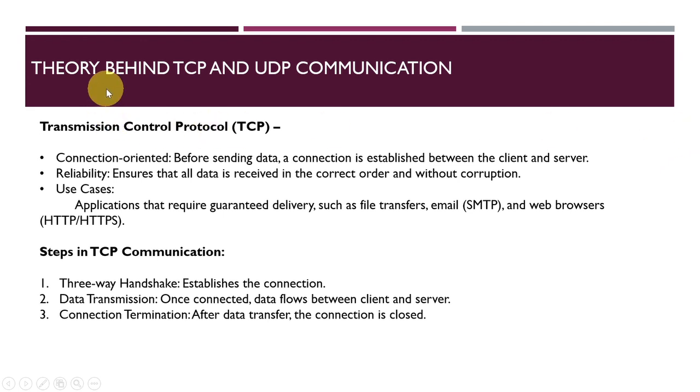Next, the theory behind TCP and UDP communication. Transmission Control Protocol: as we know, it is connection oriented. So what is connection oriented? Before sending data, a connection is established between the client and server. Reliability: what does reliability mean? It ensures that all data is received in the correct order and without corruption. Use cases of TCP: applications that require a guarantee of delivery, such as file transfer, email, that is SMTP, and web browsers, that is HTTP and HTTPS.